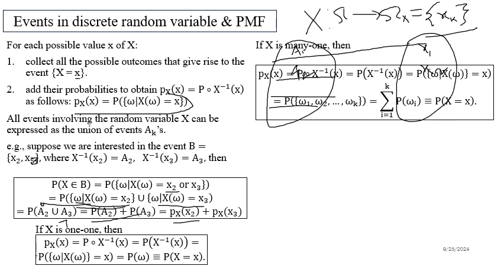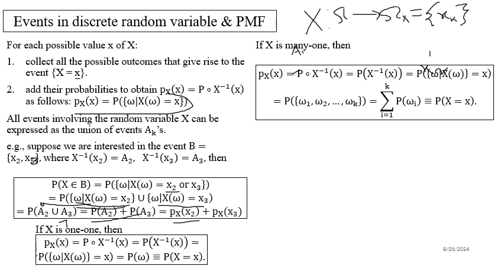Another situation is where X is a many-one function. If you take a small x from the range of X, then there would be more than one pre-image of x; more than one element of omega will be mapped to x. So how will you compute the probability of x, or the value of the probability mass function at that observed x? You have to look back at all those pre-images which are mapped to x. Those may be k in number, where k is greater than 1, because it is a many-one function: many points are mapped to one. In that case, to compute the probability mass function at point x, you just sum up the probabilities of all those pre-images.